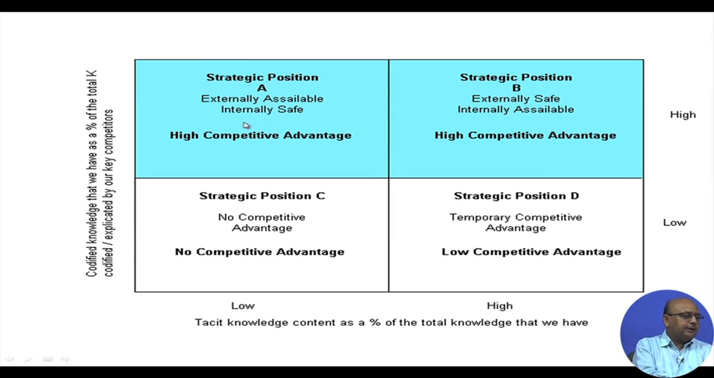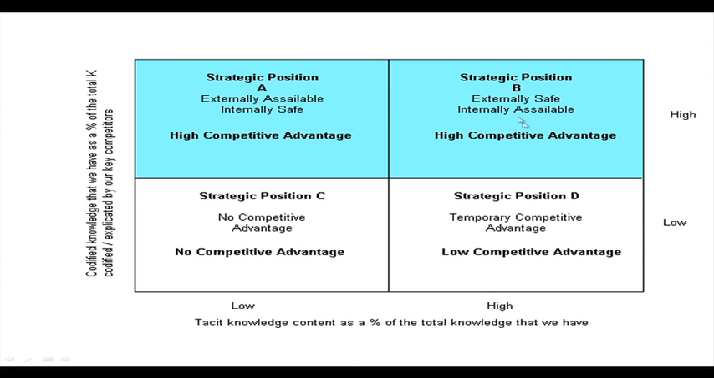If you look at this, it is externally accessible and internally safe, and this is externally safe and internally accessible. Now, if you look at these positions, suppose your tacit knowledge is low and your codified knowledge is low, then you do not get any competitive advantage, right. Now, if you look at strategic position D, you get some advantage because your tacit knowledge is high. But it does not provide you good competitive advantage because tacit knowledge is with the people, and unless it is transformed so that other people are ready and able to use it, you do not get a strategic position.